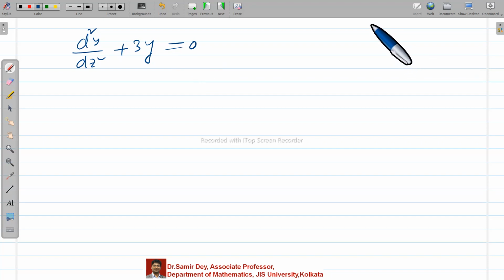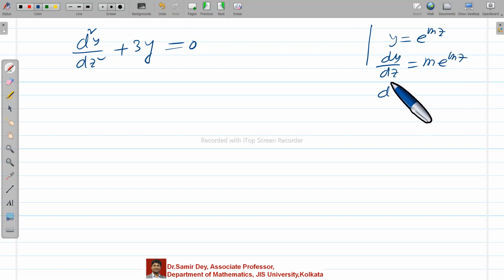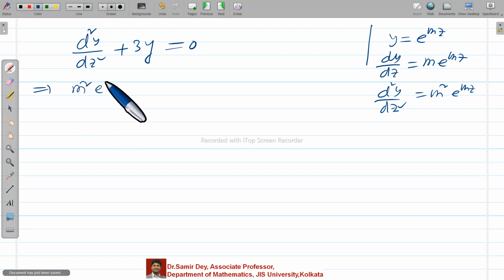Now what do you do on the right side? Yes, please go for it. y equals e to the power mz, then dy by dz equals m e to the power mz, d square y by dz square equals m square e to the power mz. Correct? Now we substitute here. It is coming m square e to the power mz plus 3 e to the power mz. Clear?